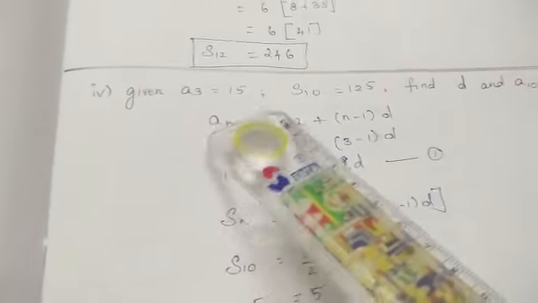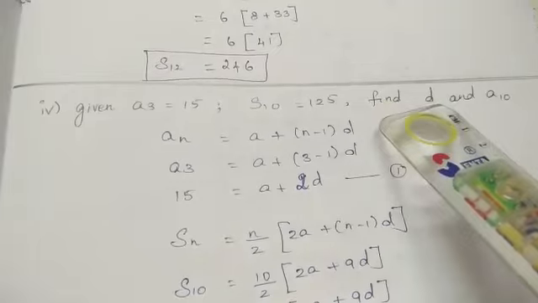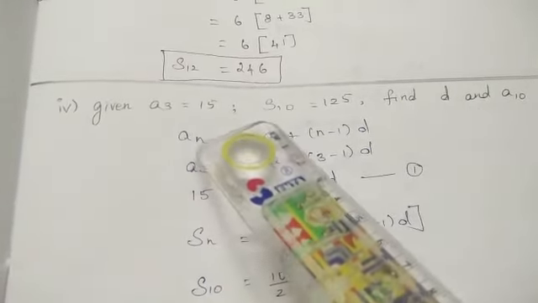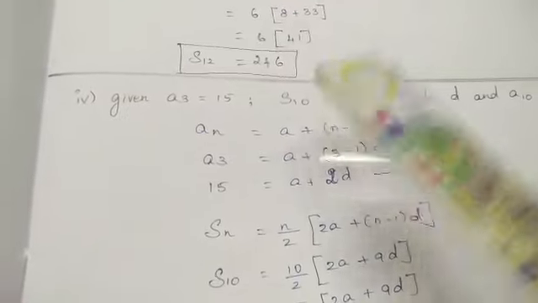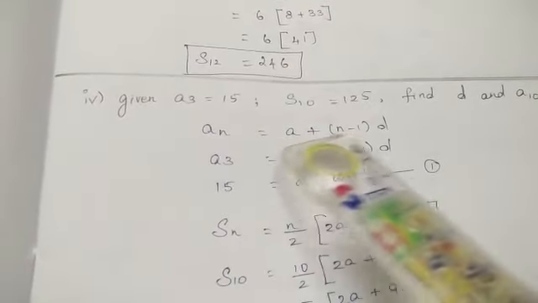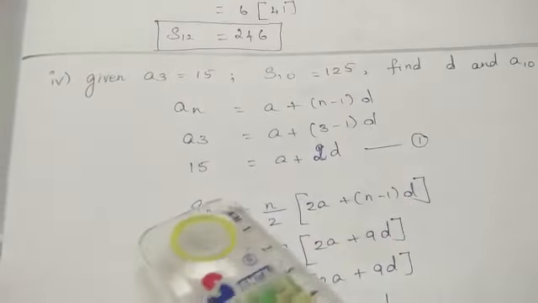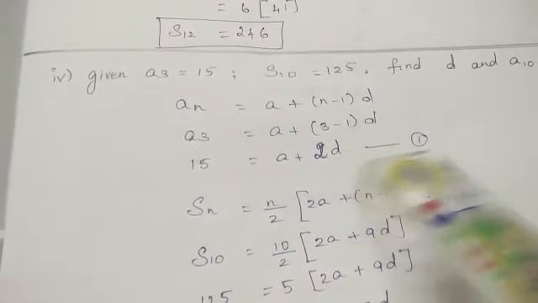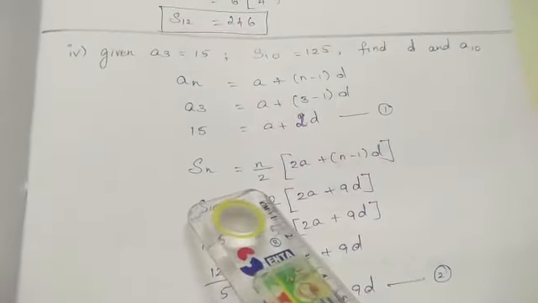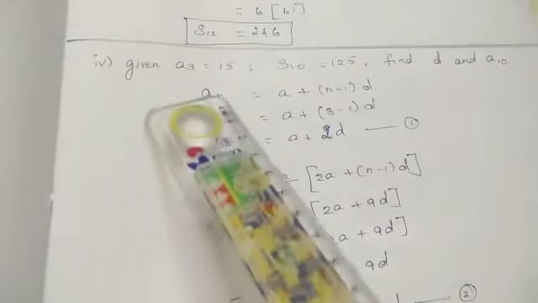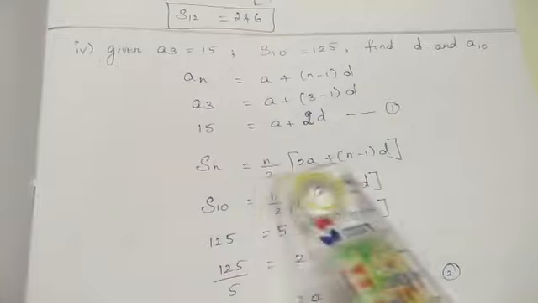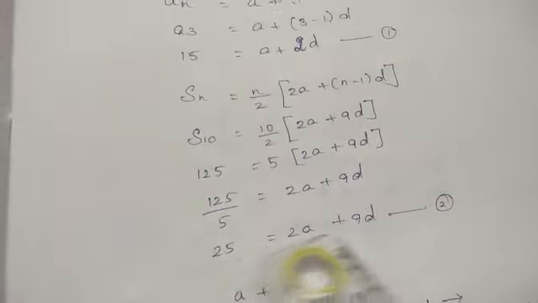Fourth one: a3 equal to 15, s10 equal to 125. Find d and a10. First you have to write the sum of the terms given here. You didn't apply the an formula first, so write an equal to a plus n minus 1 into d, and a3 equal to a plus 3 minus 1 into d, a plus 2d equal to 15. Write that as equation 1. Then write the Sn formula and get the second equation. S10 equal to 10 by 2 into 2a plus 9d, and 125 equal to 5 into 2a plus 9d, and 125 by 5 equal to 2a plus 9d. Cancel it and get that.